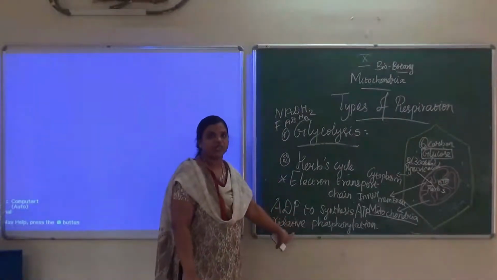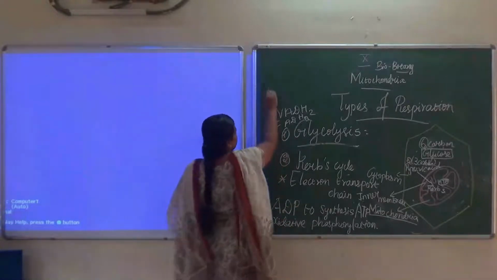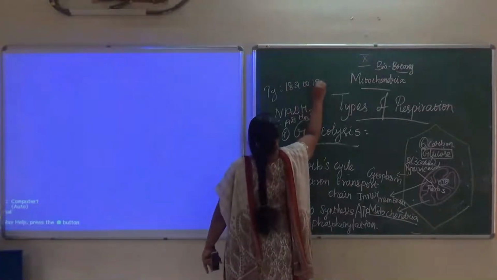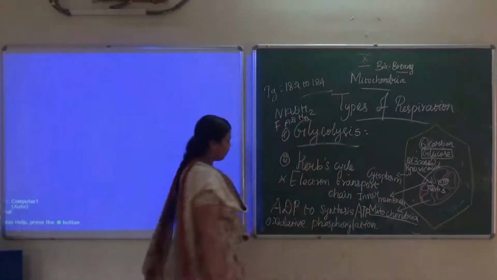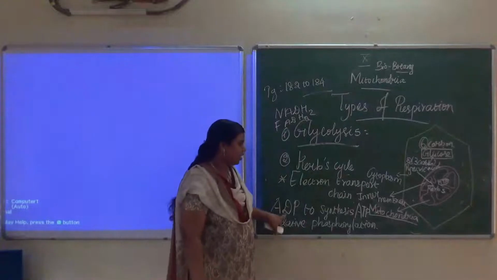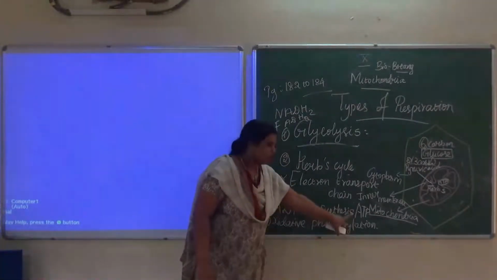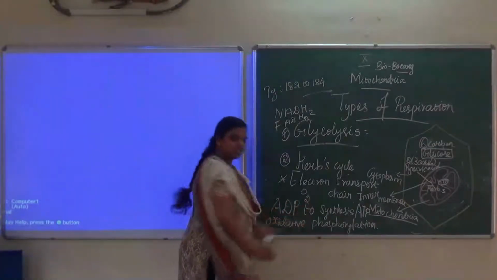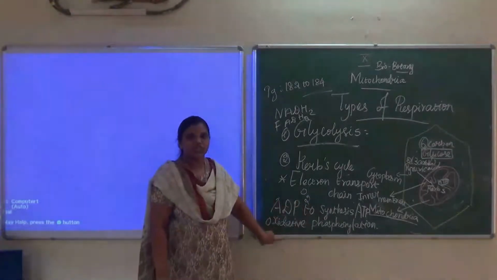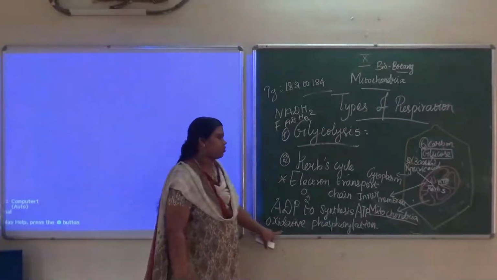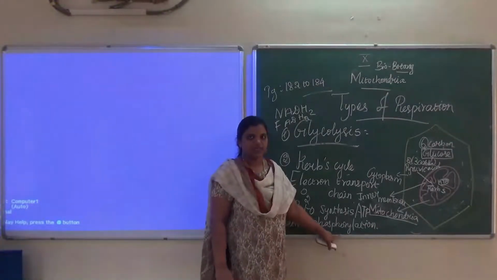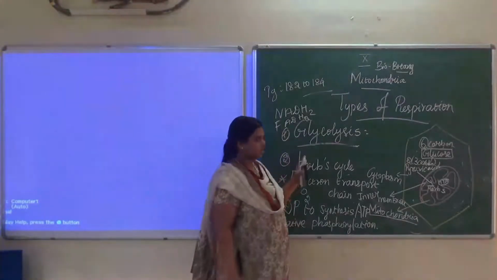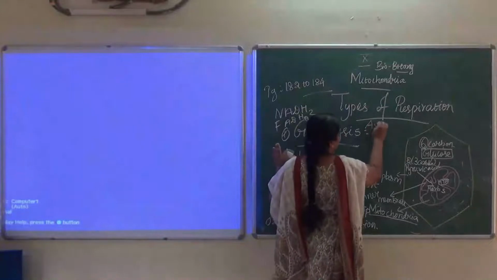Oxidative phosphorylation is covered on page number 182 to 184. Very important. ADP is used to synthesize ATP, that is phosphorylation. Oxygen is involved, meaning oxidation in the reaction. So you have to tell oxidative phosphorylation. These are aerobic respiration.